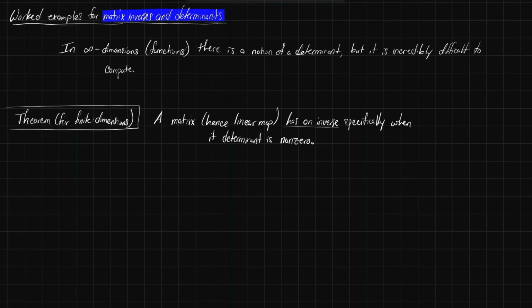In infinite dimensions, this no longer really works because even though there's a notion of a determinant, since it's so difficult to compute, it's actually easier to compute the inverse than the determinant. So this idea of the determinant being non-zero to compute the inverse just doesn't really extend to infinite dimensions. Actually, it's even stronger than that. There are cases in infinite dimensions where the determinant is non-zero and it's still not invertible. So you get into some really murky territory in infinite dimensions.